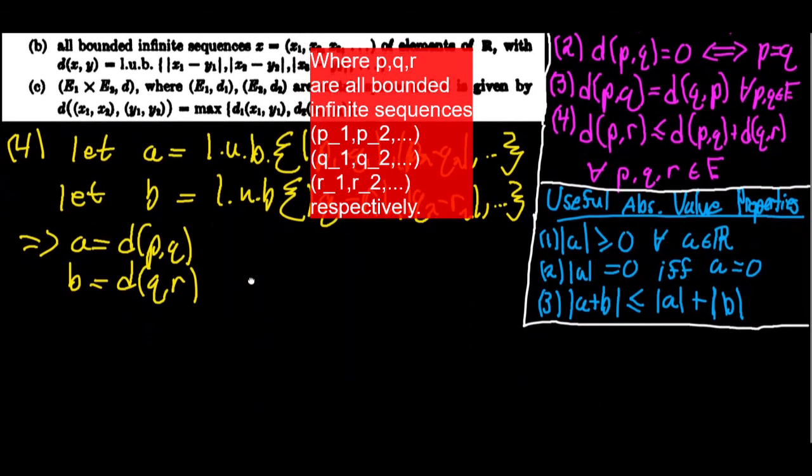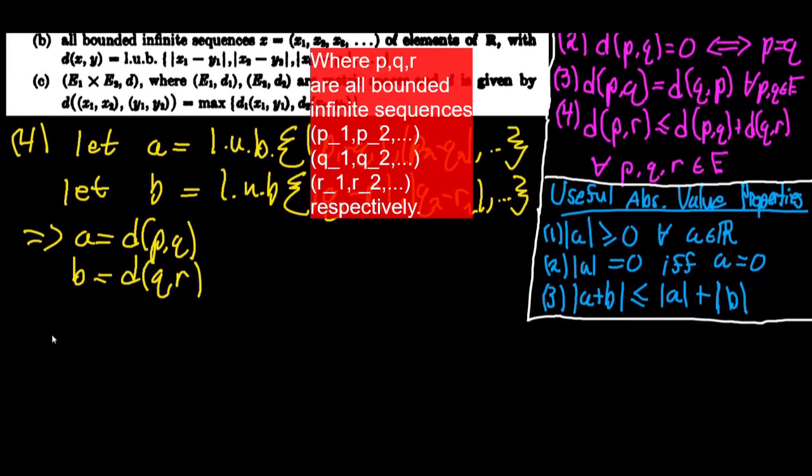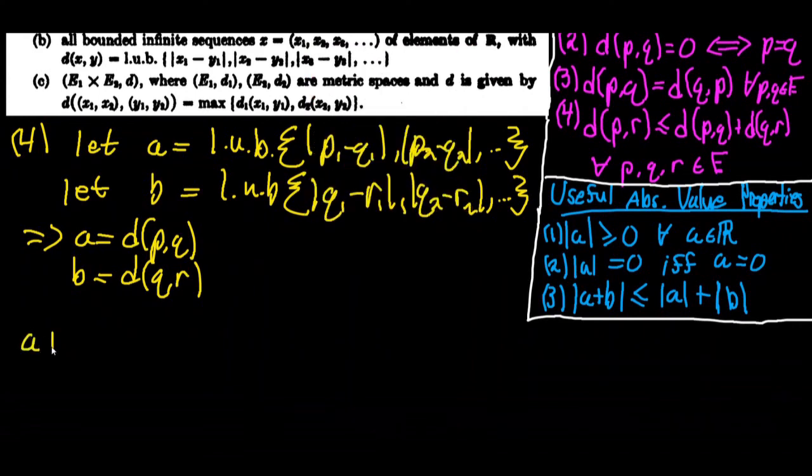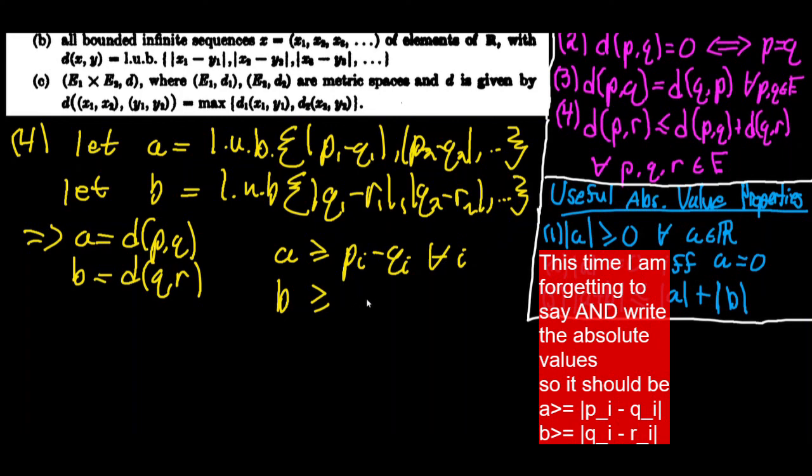Now, this means I can make the following conclusion. Check this out. A plus B, or rather, let me before I say that, since A is the least upper bound of this set, that means that A is greater than or equal to |Pi - Qi| for all i. And I can say the same thing, since B is the least upper bound of this set, then that means that B is greater than or equal to any element in this set, so therefore it must be greater than or equal to |Qi - Ri|, for all i in the natural numbers, I should say.